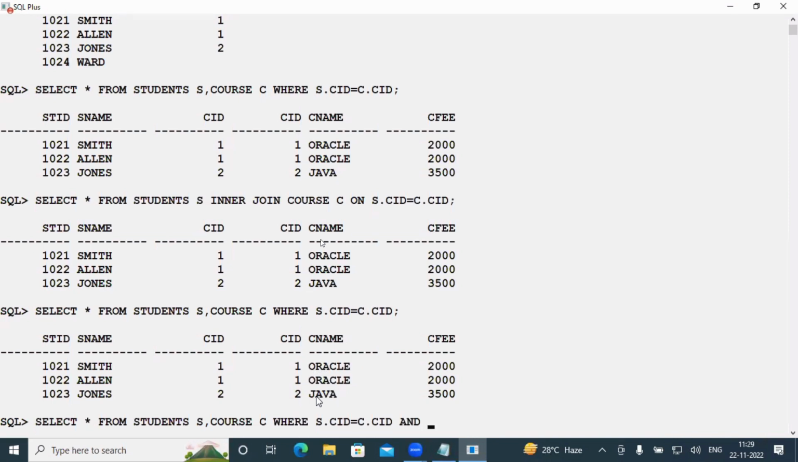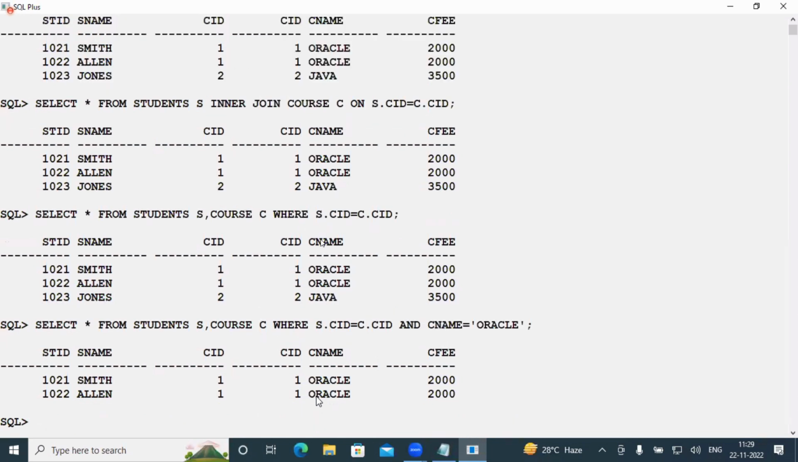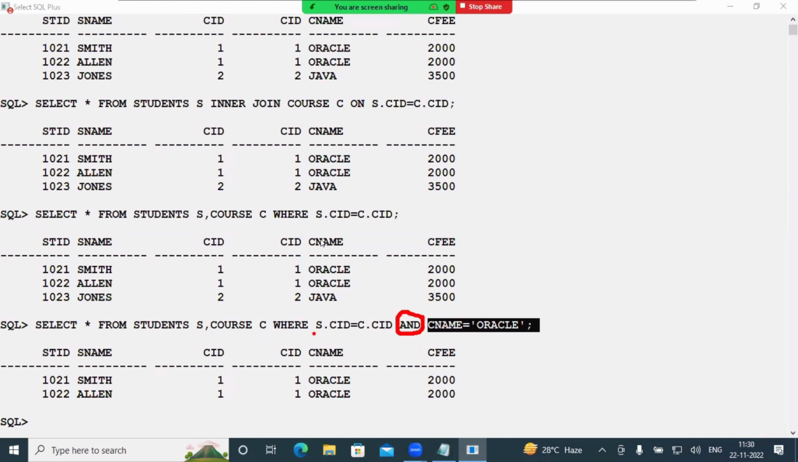And I'm writing a second condition. What is my second condition? Course name is equal to Oracle, who you want. Now you can see only Oracle people came to us. This second condition is called the filtering condition. In between the conditions, which operator am I using here? The AND operator. This is 1, this is 2. Two conditions here. When does the AND operator return true?